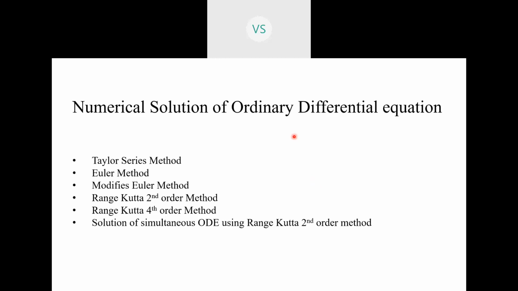So this is the basic. There are two types of differential equation, one is ordinary, another one is partial. In the numerical solution of ordinary differential equations, you have the Taylor series method, Euler method, and modified Euler method. These methods you have.